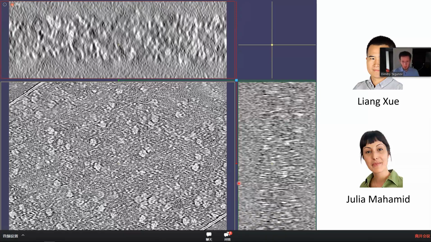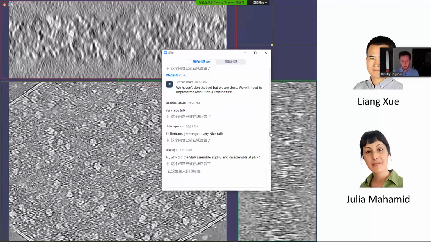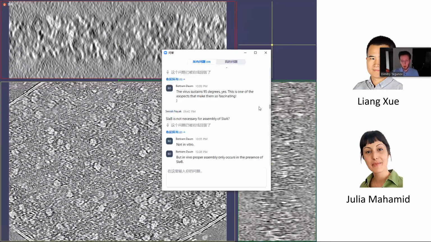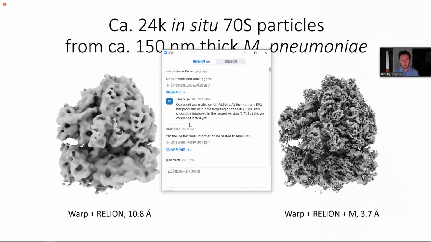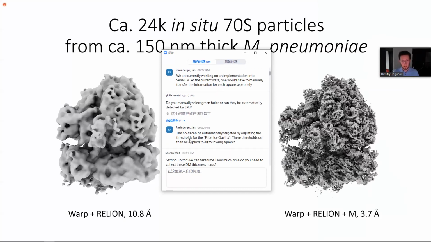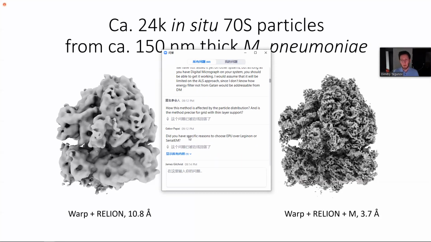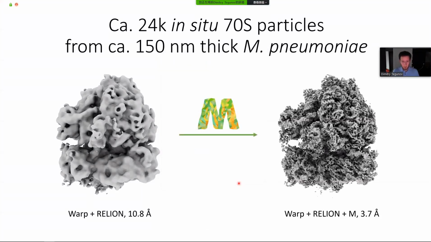And at the end of the summer, then we got some results which I originally definitely did not expect. Using M, we refined these in situ data to 3.7 angstrom. So we took all the 70S ribosomes in there, about 24,000 of them. The sample is about as thick as you would expect for in situ lamella of bigger cells. And I think the improvement in resolution here is quite striking.